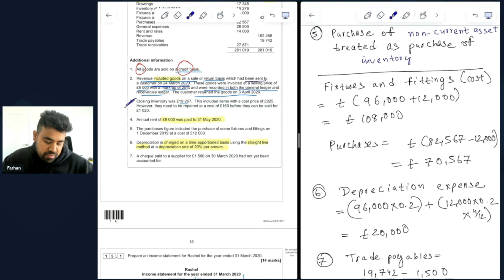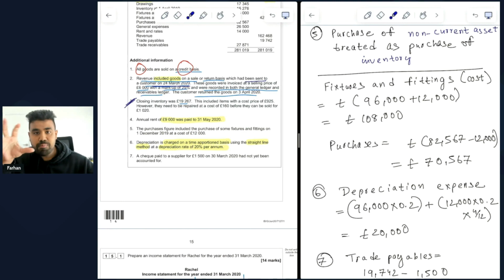When was the fixtures and fittings of £12,000 purchased? On 1 December 2019, all right? And when are we preparing the income statement? For 31 March 2020. So what you have to do is count the number of months this £12,000 worth of fixtures and fittings were actually used within the business. So which is December 2019, January 2020, February 2020, and March 2020. So you have 4 months in total.